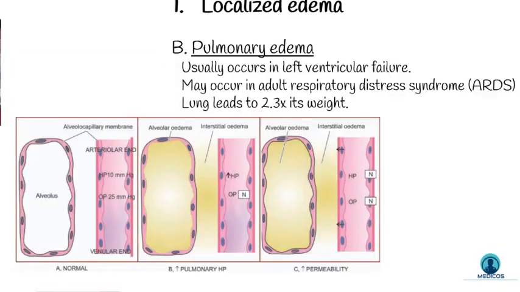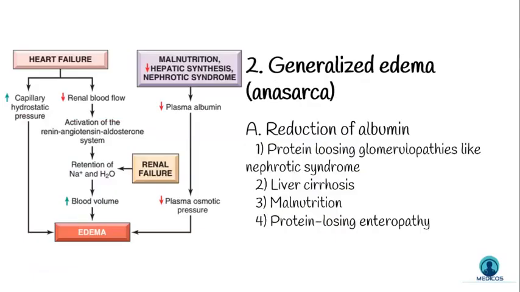The second type of localized edema is pulmonary edema. Pulmonary edema usually occurs in left ventricular failure, but it might also occur in adult respiratory distress syndrome, or ARDS, and the lung weight might increase to 2 to 3 times its normal weight, and it becomes fluid-filled and has a somewhat liver-like appearance.